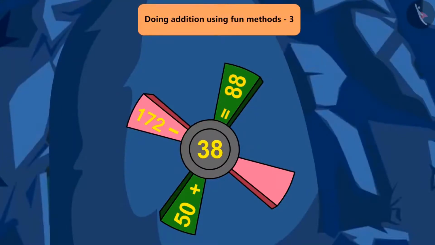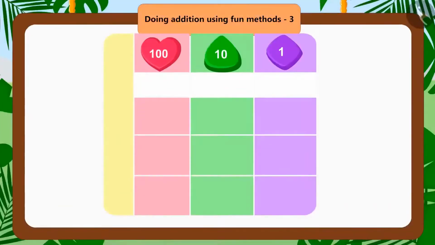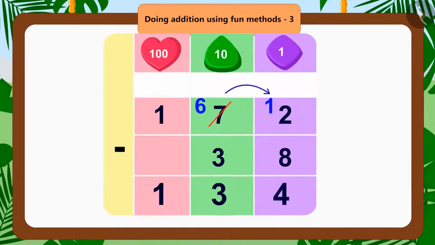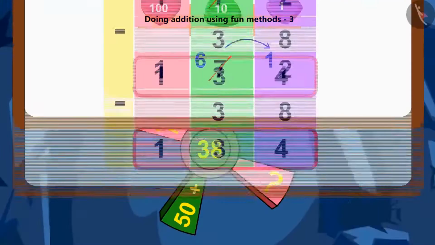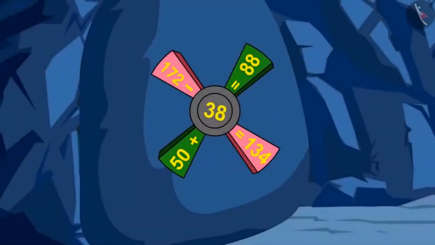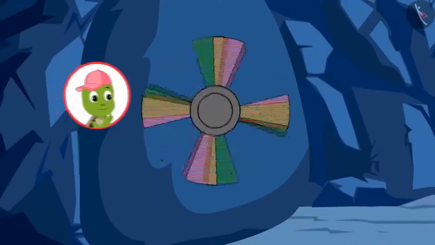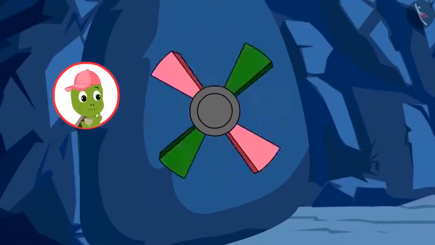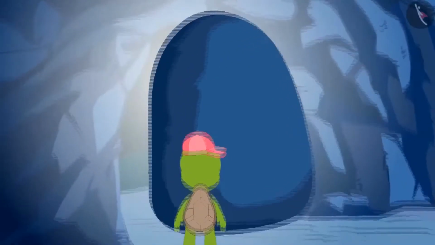Now, we will solve the subtraction question on the windmill. If we subtract 38 from 172, what will be left? Yes, we are left with 134. Let us fill it in the second blank on the windmill. Our puzzle is solved. Hey, the windmill started moving. Tufan too found the answer to the puzzle with us. The second door opens.